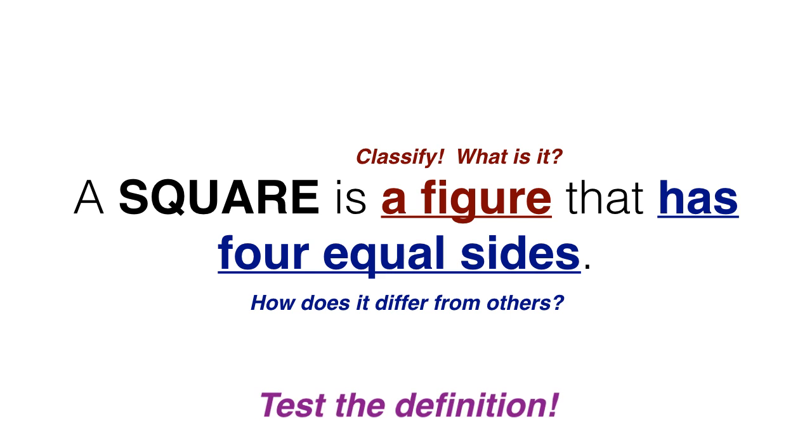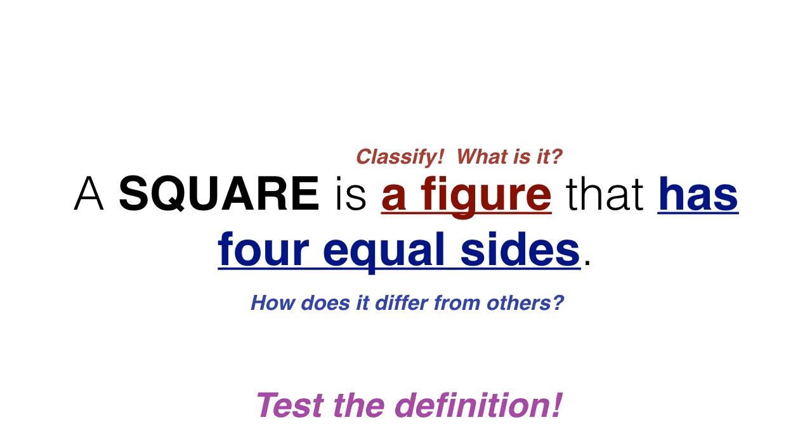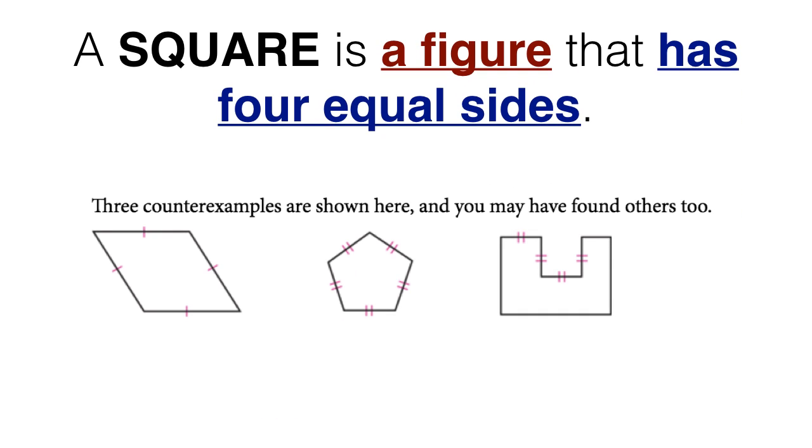There's a problem with that. If we test the definition here, there are a couple of counterexamples that we could think of. One counterexample could be off on the far left, where even though the 4 sides are equal, based on those congruence markings, the angles clearly are not 90 degrees.